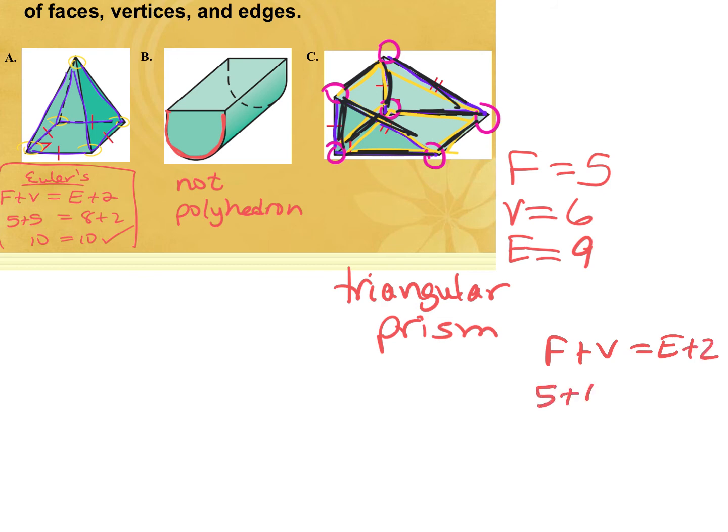So 5 plus 6 is 11. And then edges were 9. 9 plus 2 is also 11. And again, just an optional way to double check your count. What makes it a triangular prism instead of rectangles? Because it's whatever shape you have 2 of. So the 2 congruent bases is what names it. So you got to look to see what you have 2 of. And again, notice how they're trying to trick you and they're not sitting it on its base. They're sitting it on its side. So you have to be careful.